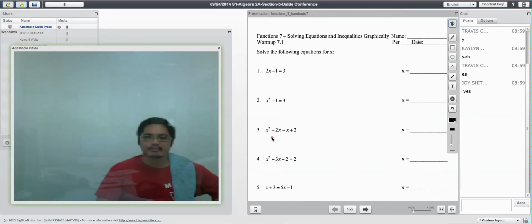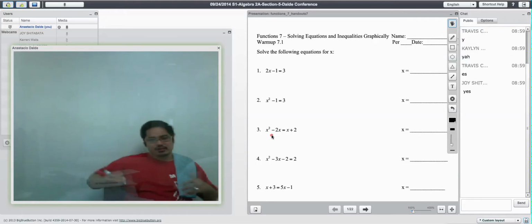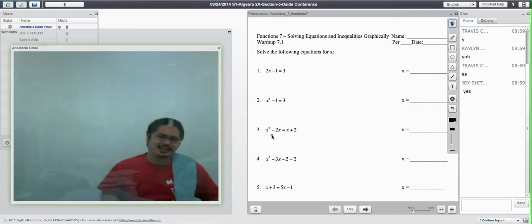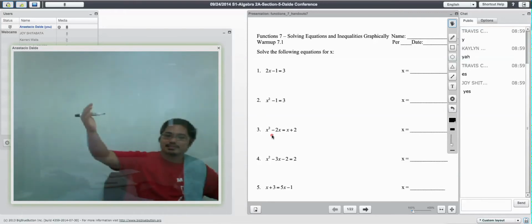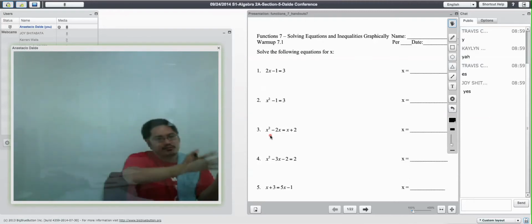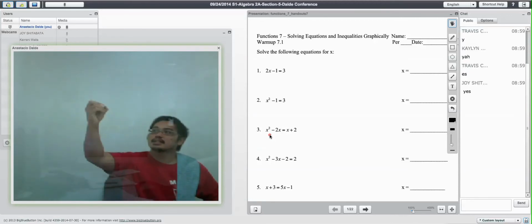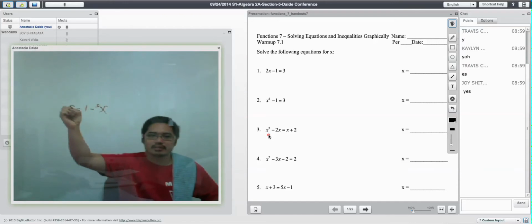Alright, so what we want to do is solve equations, and I know you guys are thinking, wait a second, didn't I do this in Algebra 1? And the answer is yes. But what we're going to do is bring equations, solving equations, and how they relate to the graphs that we've been talking about. So let's take a look at this one pretty quickly. X squared minus 1 equals 3.